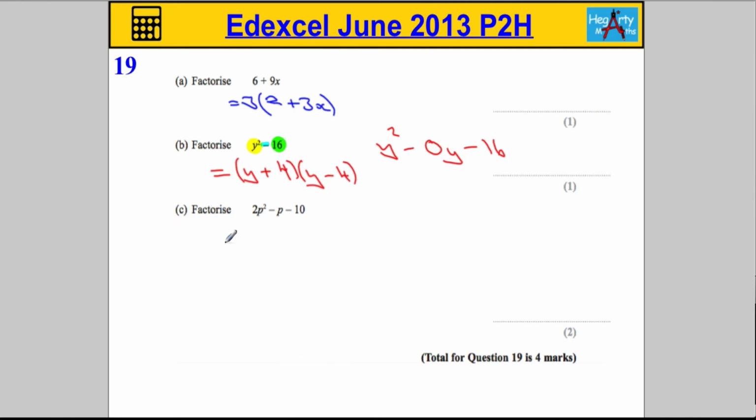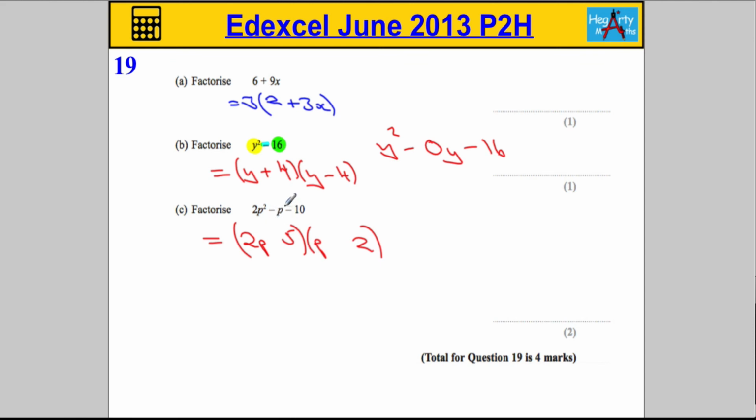Next part, we're asked to factorize 2p squared minus p minus 10. Another quadratic we have to deal with. So we're going to have two brackets in this case. And at the front, we're going to have 2p. And then the other one's going to be p. Now, we need to think of the factors of 10. So let's see, if we put a 2 here and a 5 here, 5 times 2 will give me the 10.